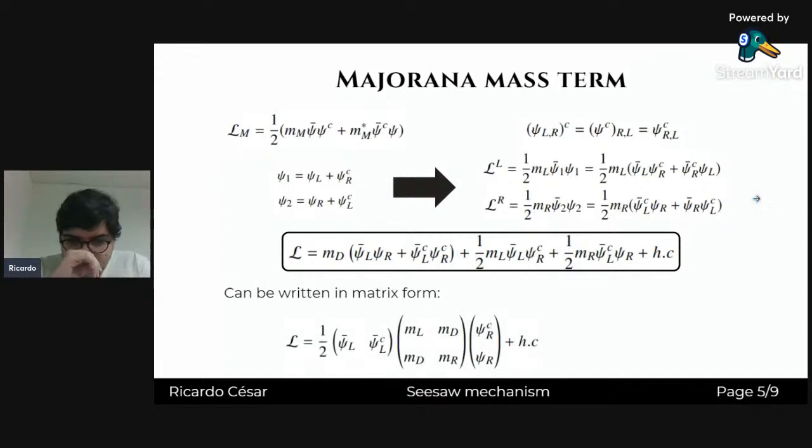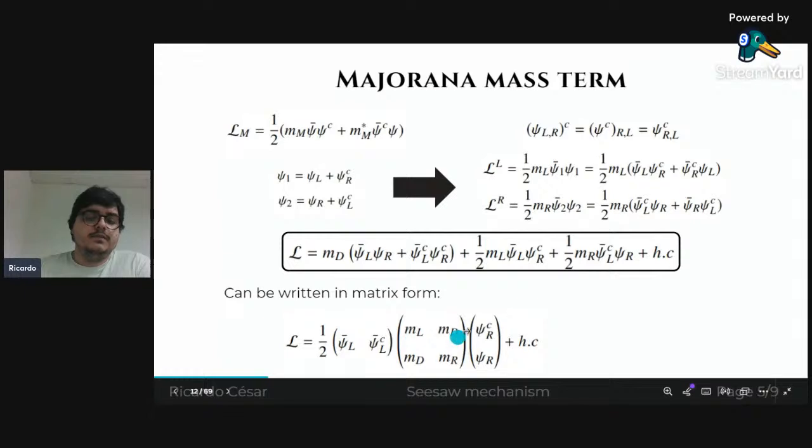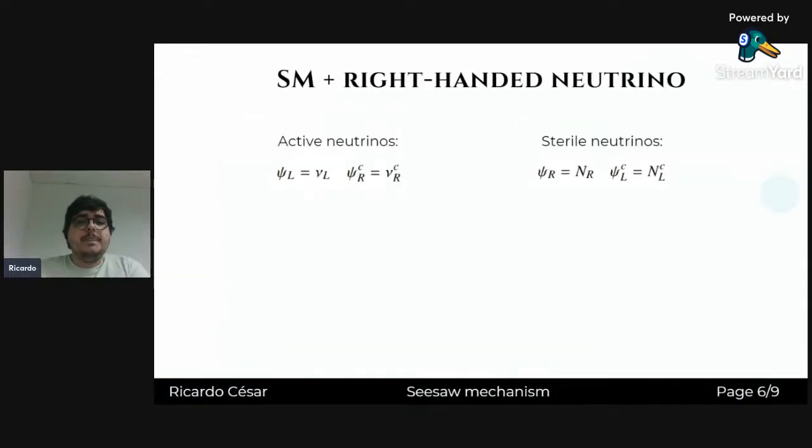And you can write it in matrix form, and it gives this mass matrix here, and these states, left-handed states and right-handed states. Okay, and the Hermitian conjugate. Okay, so the model that I'm, oh, okay.